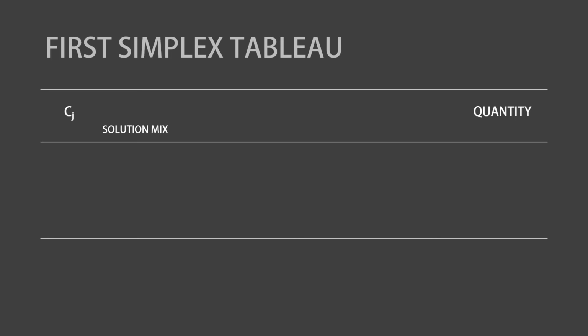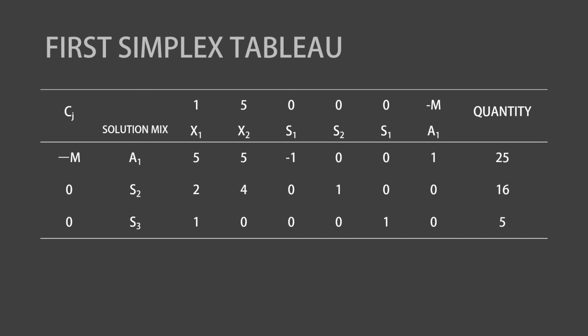Solution mix are simply the variables. Cj are the coefficients of the objective function. In the solution mix column, add slack variables and artificial variables and add their corresponding values to the Cj column. Add the coefficients of the first constraint in the first row, the second constraint in the second row, and the third constraint in the third row.